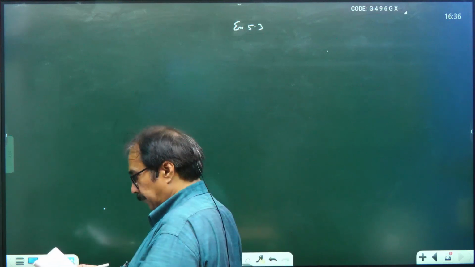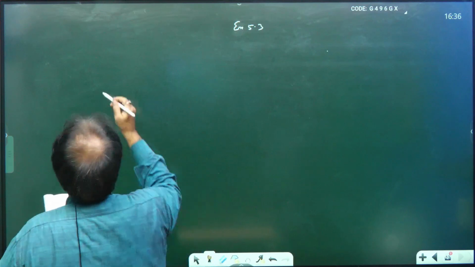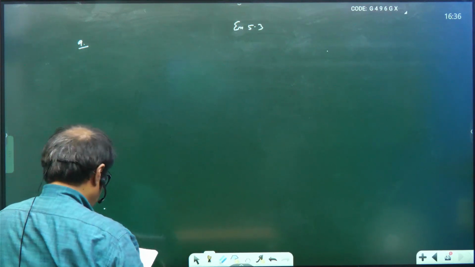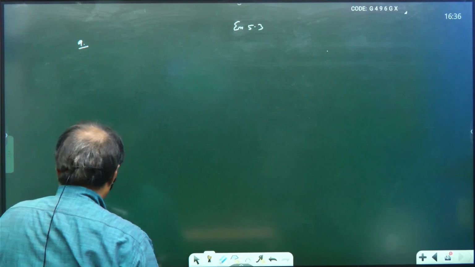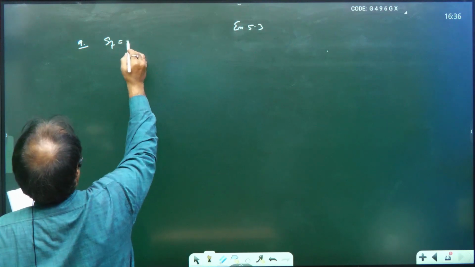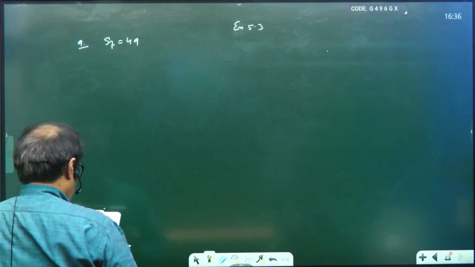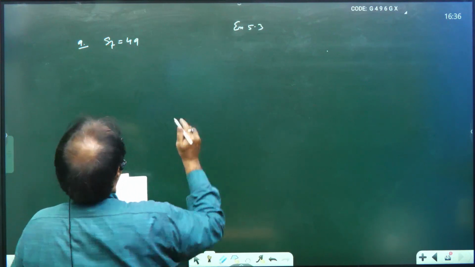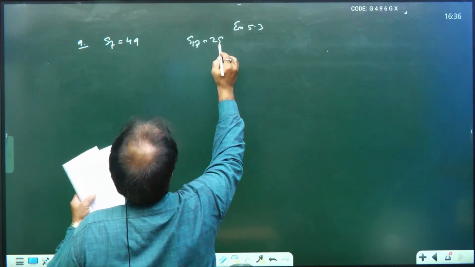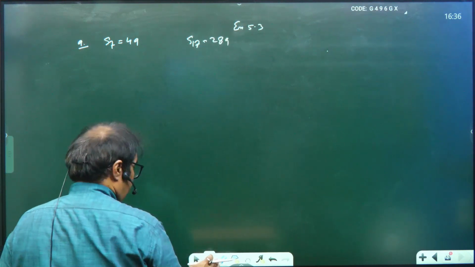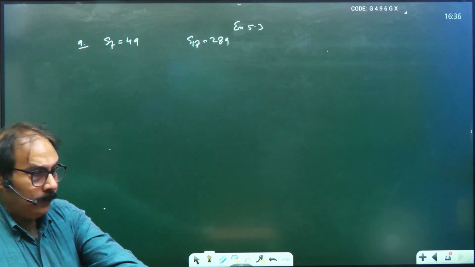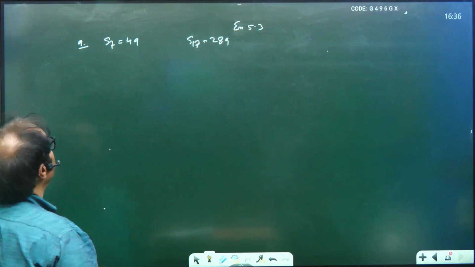Okay, so I will take question number 9, otherwise you will say that sir is leaving every question. So if the sum of first 7 terms is 49, S7 is 49, and that of the first 17 terms, S17, is equal to 289, right? This is the question. So get the two equations.